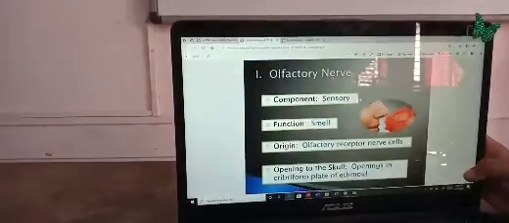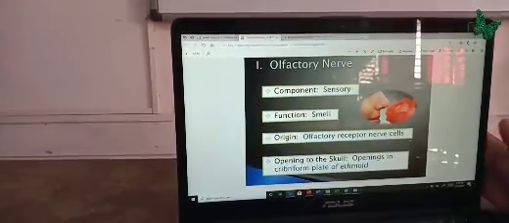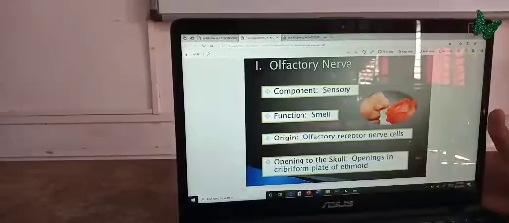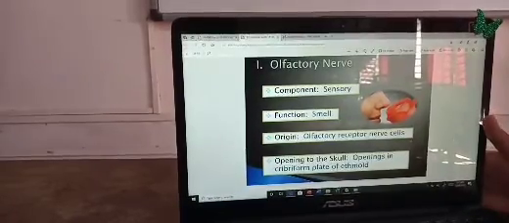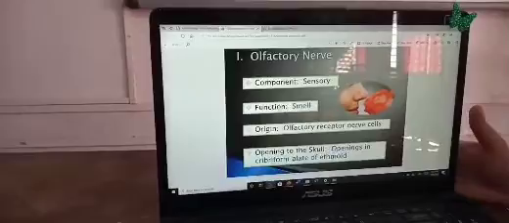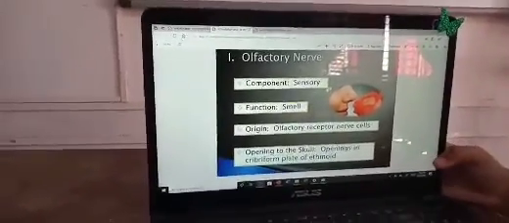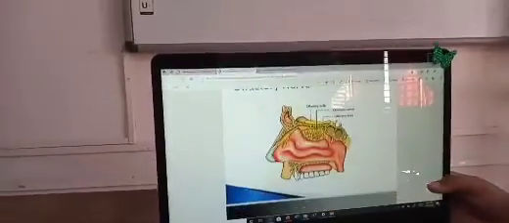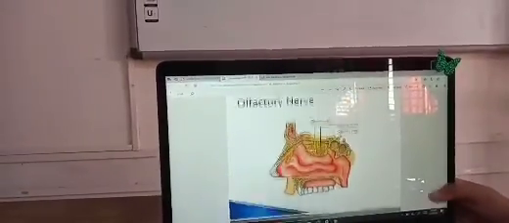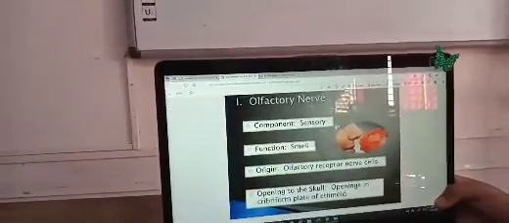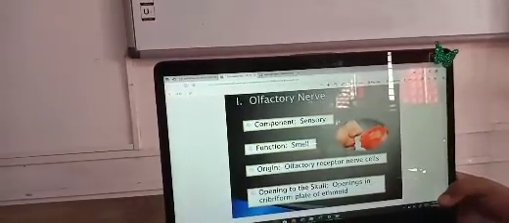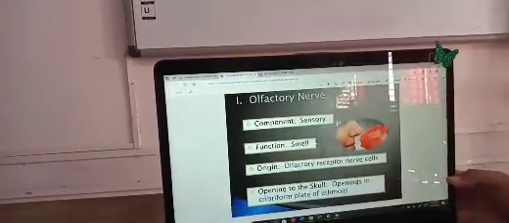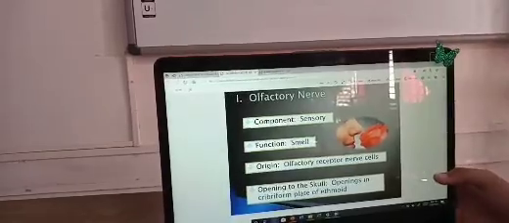Now I have put it in such a way that it will be easy for you to understand, and also when you write for your exams, I want you to write your answer this way: the component, function, origin, opening in the skull, and also you are going to write about the functions of these nerves. Now I want you to write it like this in a notebook so that when you prepare for your exam, it will be easy for you to learn.